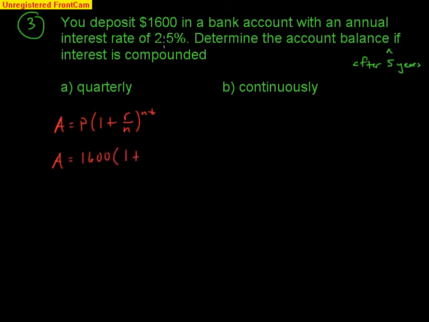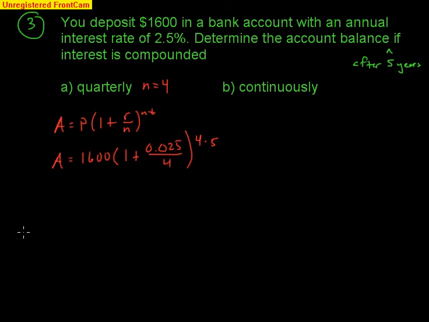1 plus r is this rate. Move the decimal twice over, that's 0.025. n is the number of compoundings. Now quarterly means n is 4. All raised to the 4 times t, and t is the years, that's 5.